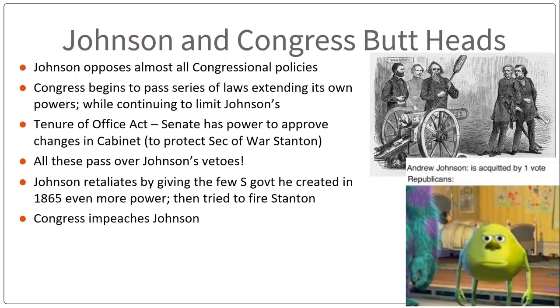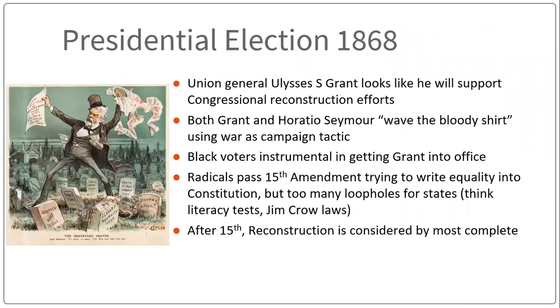Johnson is going to retaliate by giving the few sovereign governments that he was able to create in 1865 even more power, and he would try to fire Stanton, but because of these things that he's trying to do to basically go around Congress, they impeach him because he's trying to limit the recovery effort and trying to protect the newly freed African Americans. So he gets impeached. He's brought up on charges, and not exactly good when a president gets put on for impeachment charges. All right. So this will take us to the election of 1868.